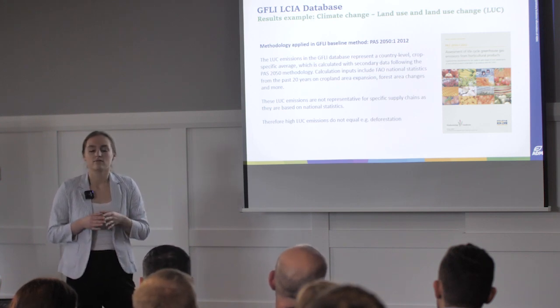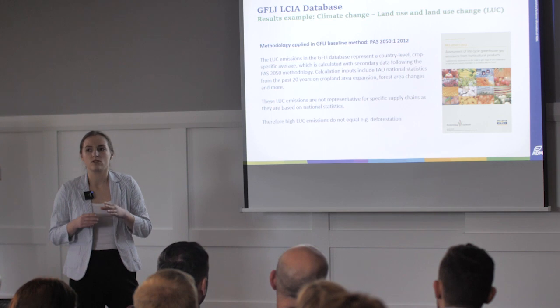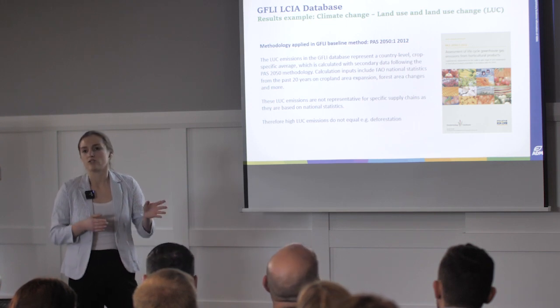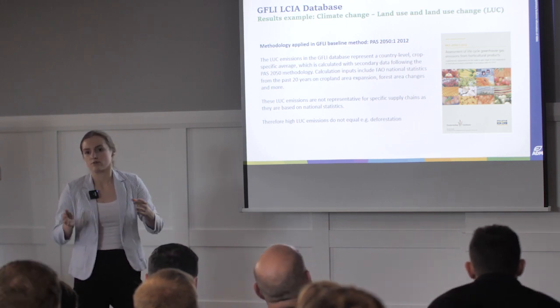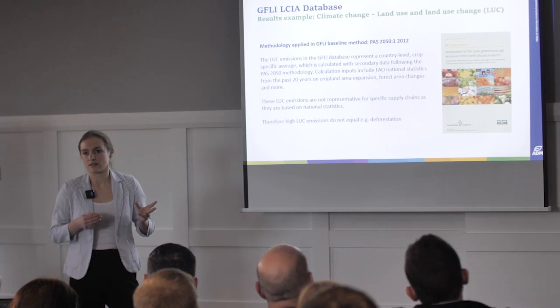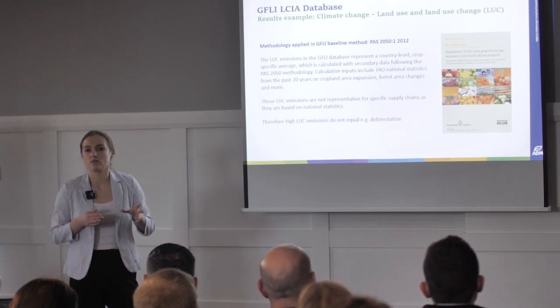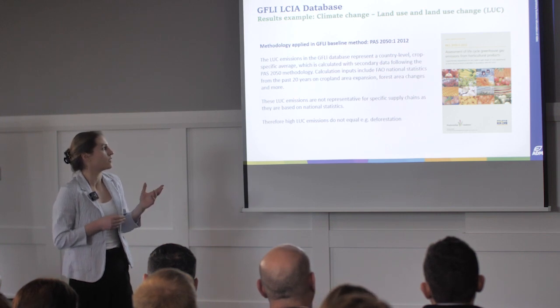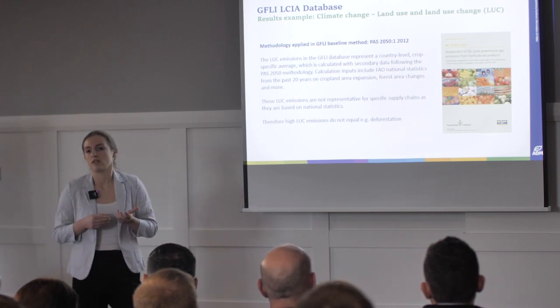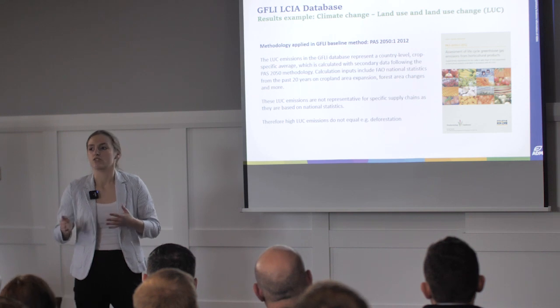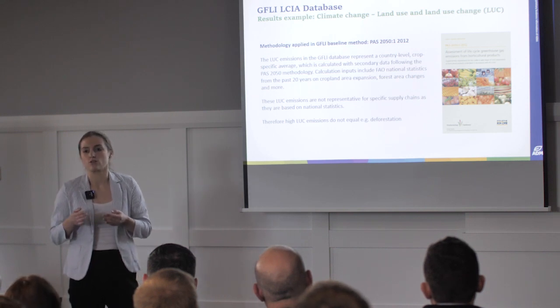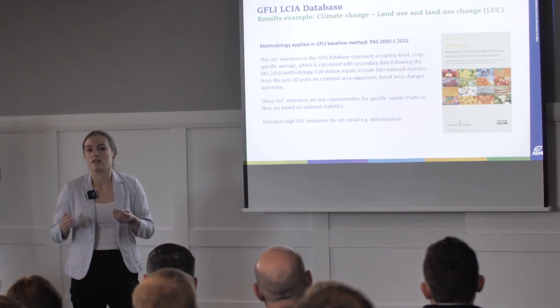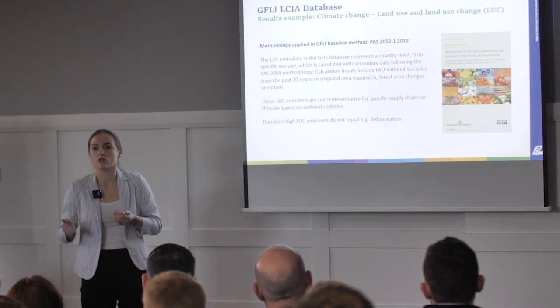So in the end, it's a bit too simple to say, okay, high land use change emissions means we have deforestation. It doesn't have to be like that. So it's just something to be aware of, that it's based on this methodology. And if you see high land use change emissions for a certain crop, then it would certainly be a reason to look closer into that.